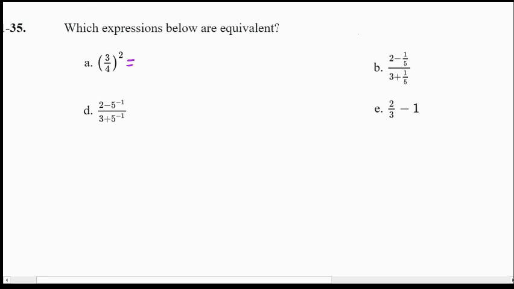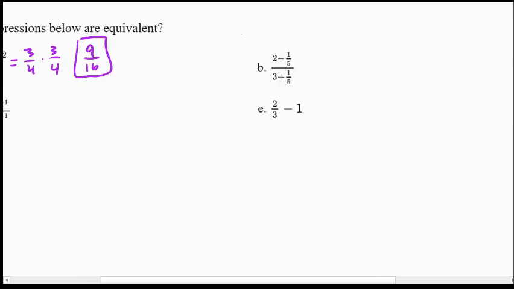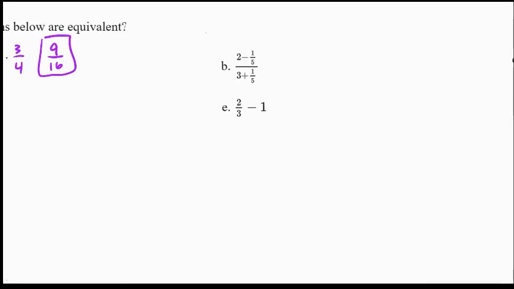If I have 3/4 squared, it's the same thing as 3/4 times itself, which is 9/16. And it doesn't look like I can simplify that any further, so I'm just going to leave that for A. For B here, I have 2 minus 1/5 over 3 plus 1/5. So I've got to get a common denominator here.